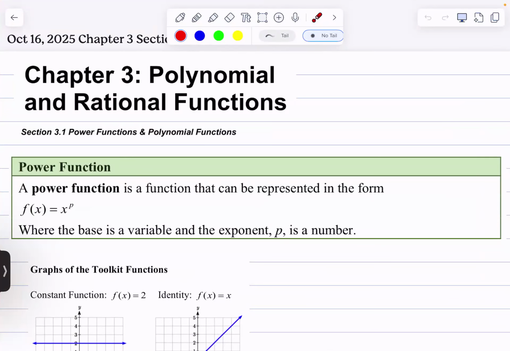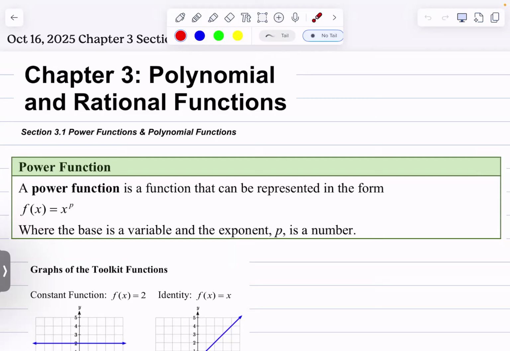Test one, done, out of the way. Great work. And now, new chapter, chapter 3. Just rolling through the chapters here. So now, chapter 1 was kind of an introduction to some core concepts. And then chapter 2, we focused on lines, right? Ended on absolute value functions, which are just two lines put together, right?